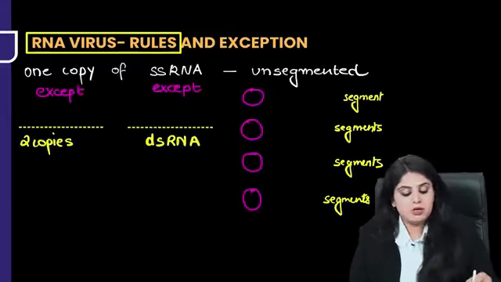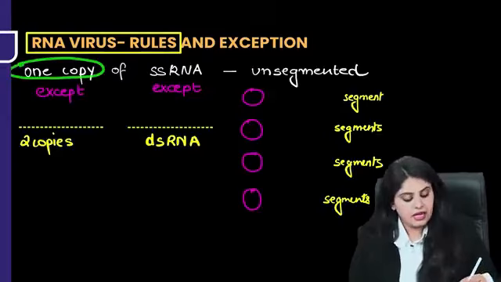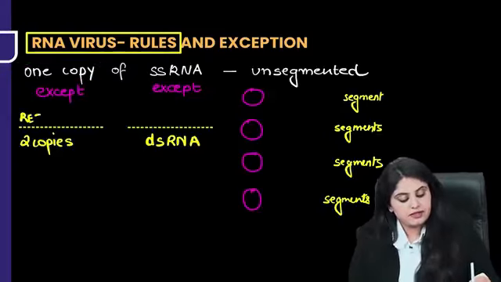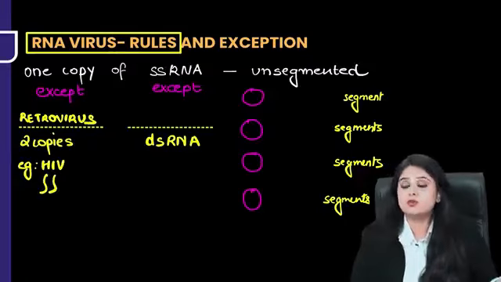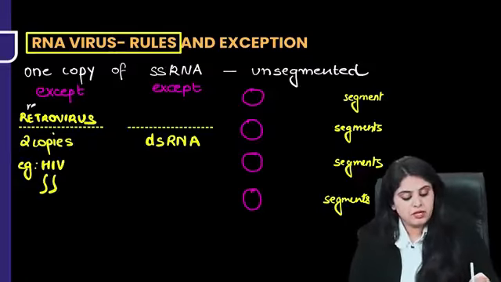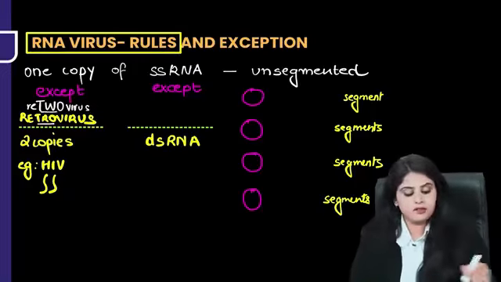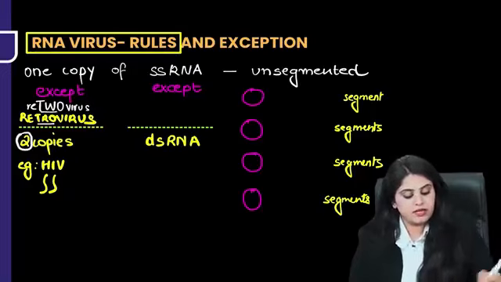So please remember, all of them have one copy. However, retrovirus has two copies. Do you remember the example of retrovirus? HIV doesn't have one copy. HIV has two copies. How will you learn it? From today onwards, you will learn it as Red2 virus. Because instead of retro, make it Red2. Red2 will always remind you that it has two copies of RNA.